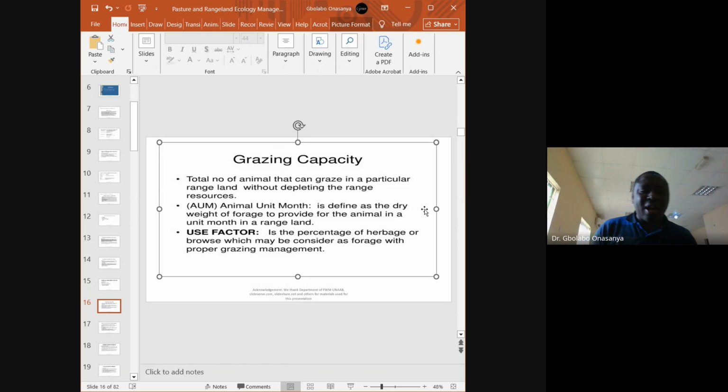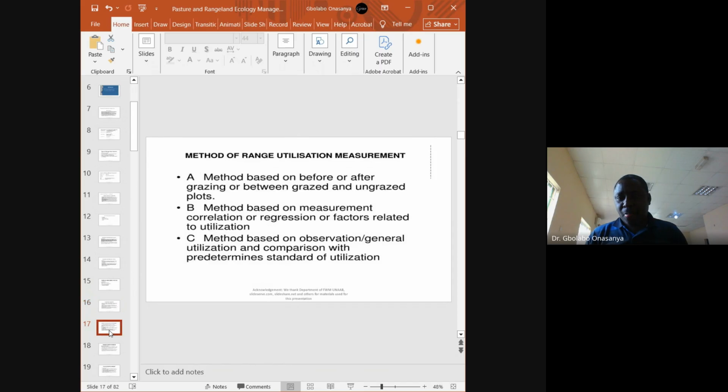So the total number of animals that can graze in a particular rangeland or pasture land without depleting the resources of the rangeland or pasture land. So we must know the grazing capacity, that is the carrying capacity of our rangeland or of our pasture land. Am I speaking sense?